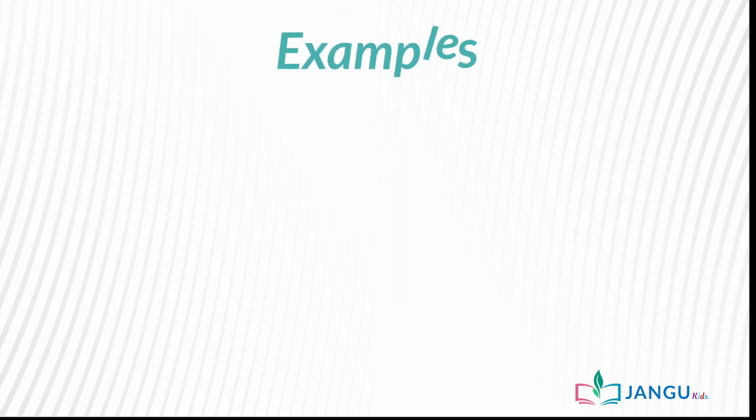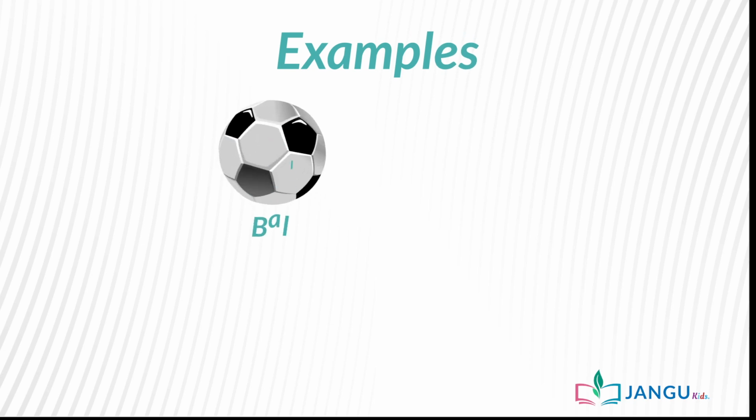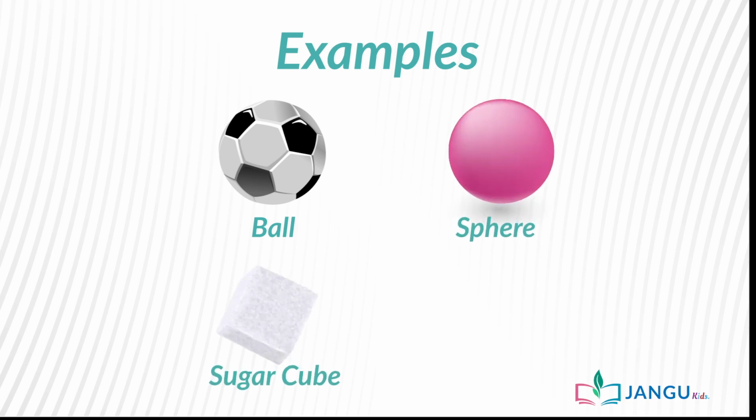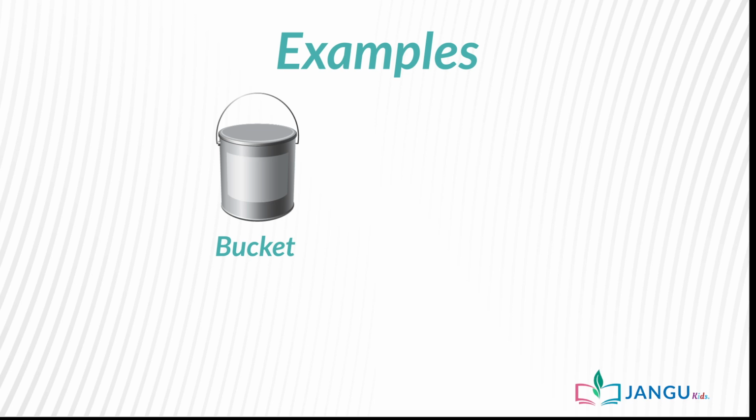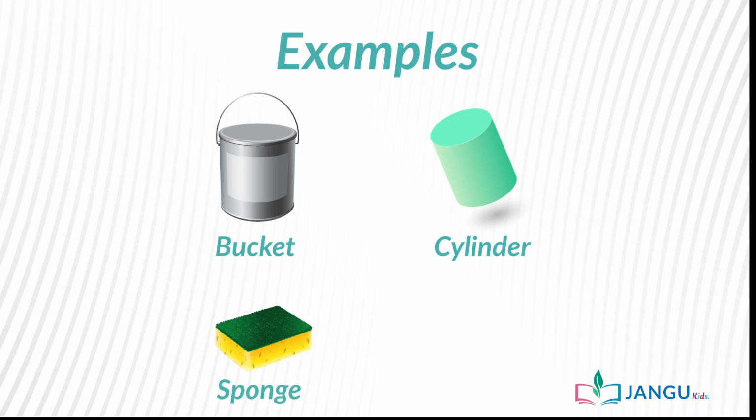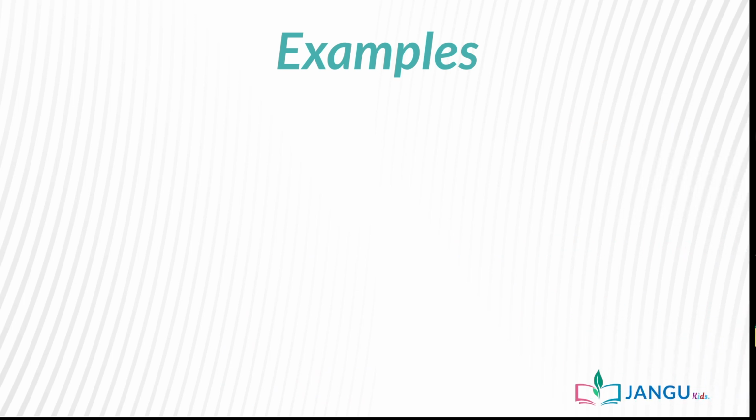Examples of everyday three-dimensional objects around us are: Number 1. A ball is an example of a sphere. Number 2. A sugar cube is an example of a cube. Number 3. A bucket is an example of a cylinder. Number 4. A sponge is an example of a cuboid. Number 5. A carrot is an example of a cone.